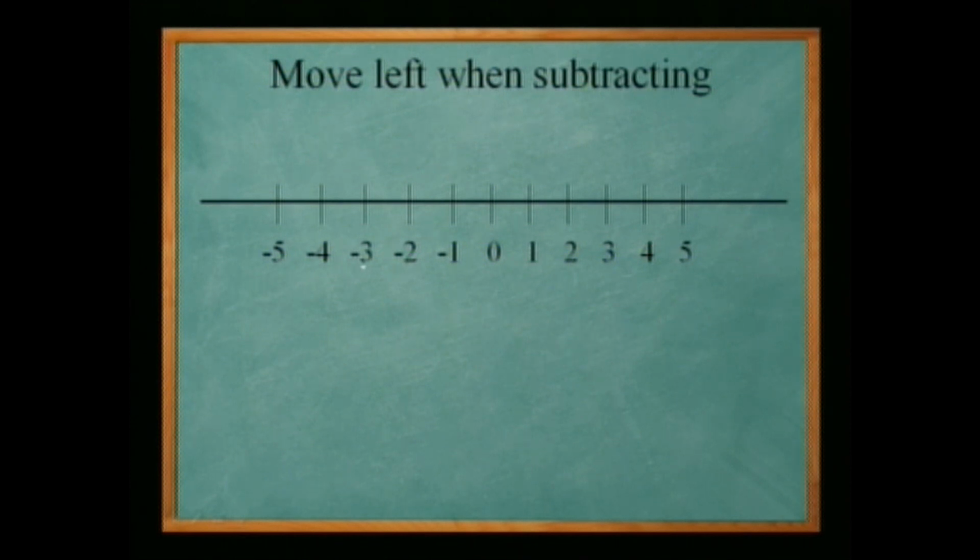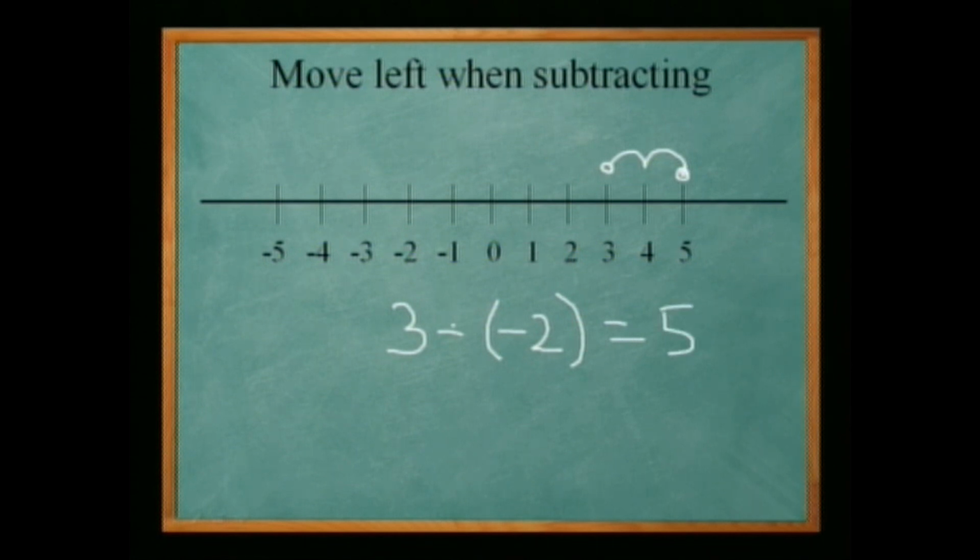Let's take a look at this problem. This one's a little different. We have 3 minus a negative 2. You know, normally if I start at 3 and I'm going to subtract 2, I'll move to the left 2 places. But since I got a negative, I'm going to do the opposite. I'm going to move to the right 2 places to give me 5.